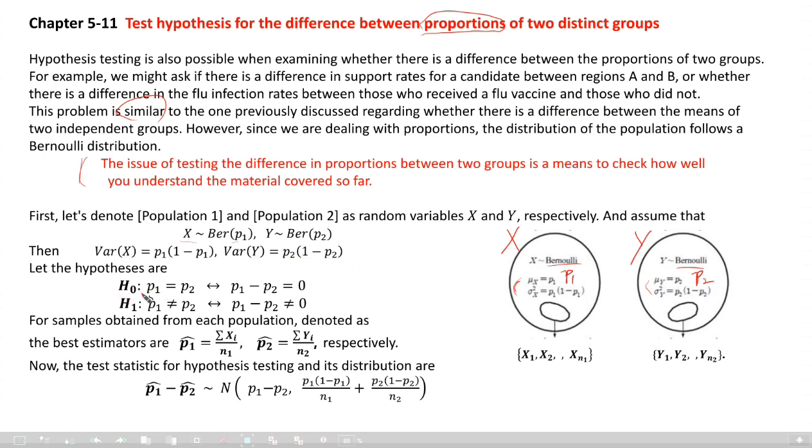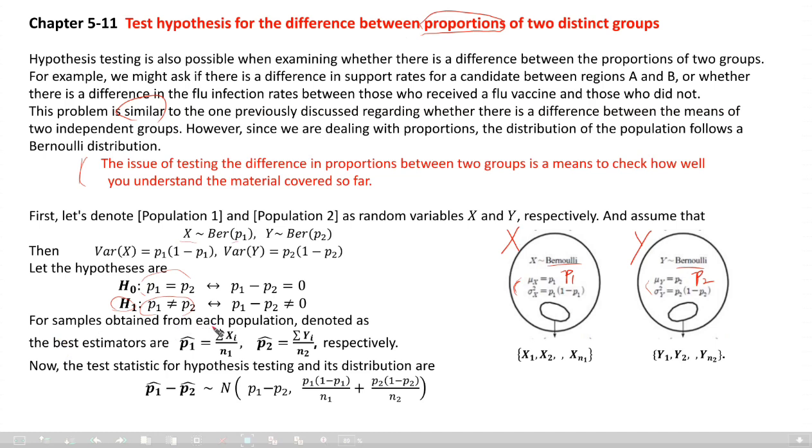And the hypotheses are P1 equal to P2, or P1 not equal to P2. Okay, there is no difference, or there is a difference. P1 equal to P2 can be written as P1 minus P2 equal to 0. The alternative hypothesis can be expressed as P1 minus P2 not equal to 0. Those are equivalent, as when we dealt with the difference between means.